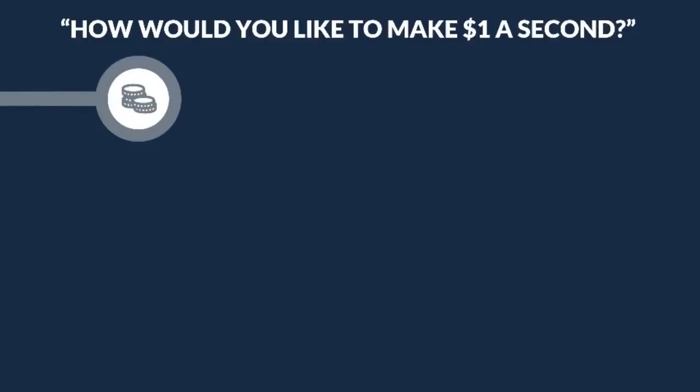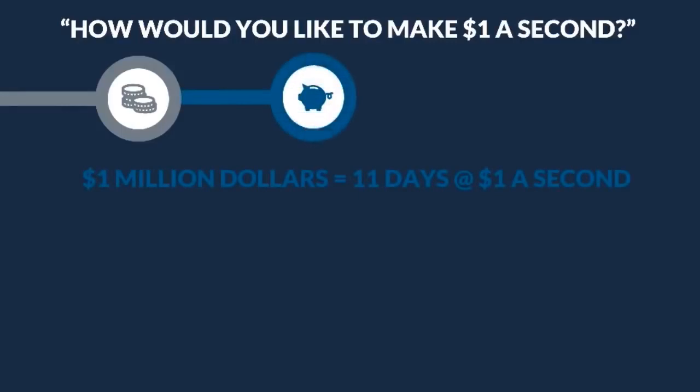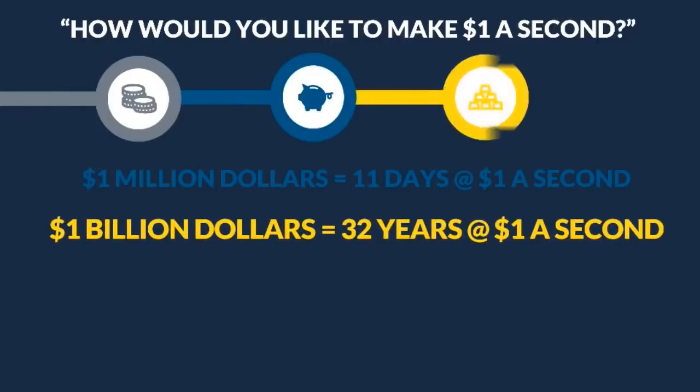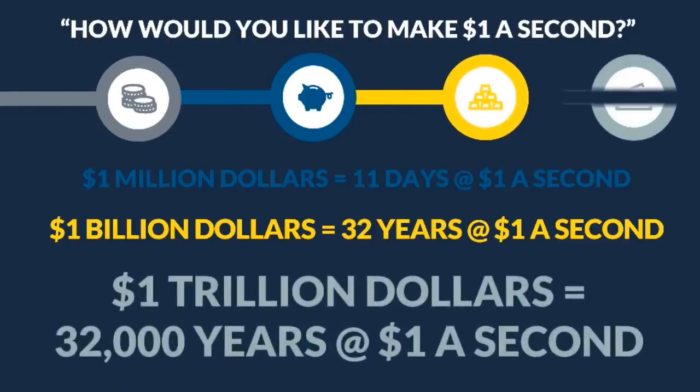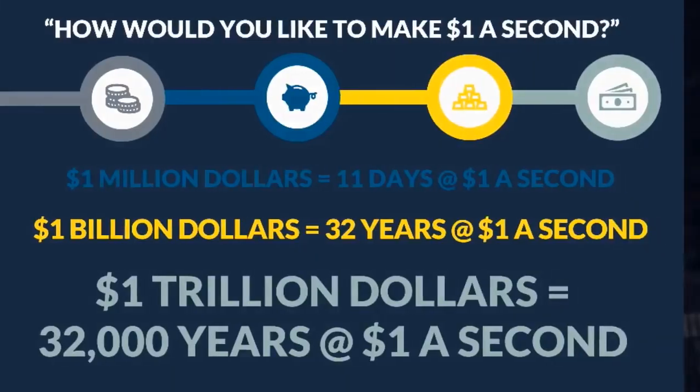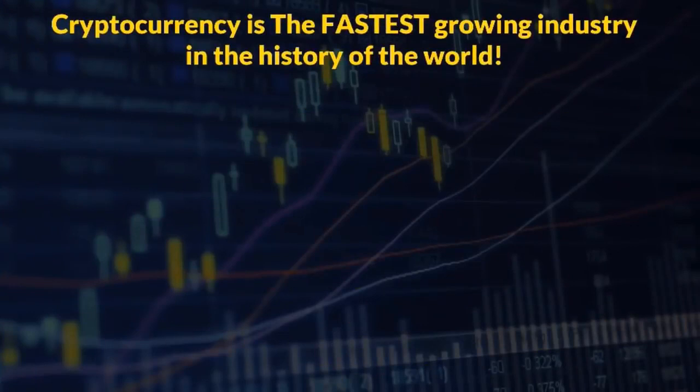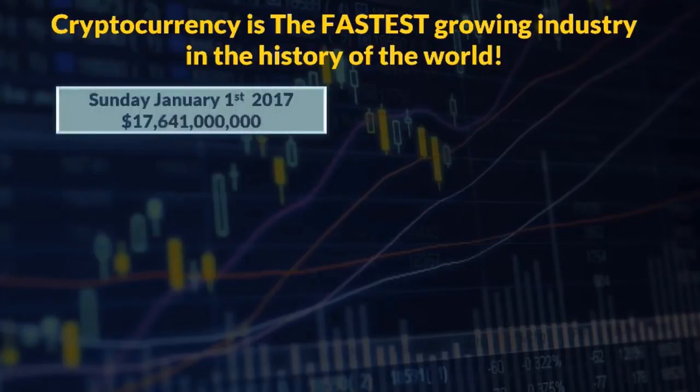So I'm going to bring something into scale here and share with you. How would you like to make $1 a second? If you were to earn $1 a second, it would take you 11 days to accumulate $1 million. It'd take you 32 years to accumulate $1 billion, and it would take 32,000 years at $1 a second to accumulate $1 trillion. So the scale between $1 billion and $1 trillion is huge. The difference between 32 years and 32,000 years.